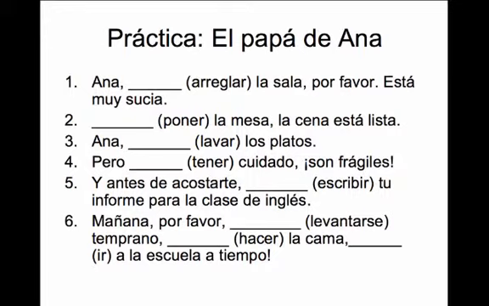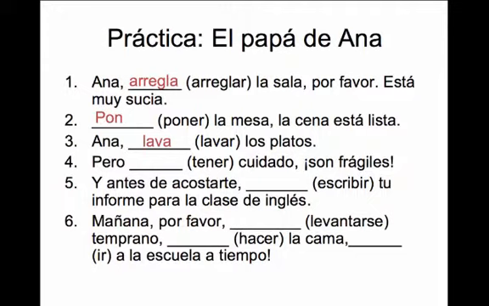Okay, let's review. Número 1. Ana, arregla la sala, por favor. Pick up the living room. It's very dirty. Está muy sucia. Número 2. Pon la mesa. Set the table. La cena está lista. Dinner's ready. Ana. So el papá de Ana is really telling her to do a lot of stuff. Ana, lava los platos. Wash the dishes.